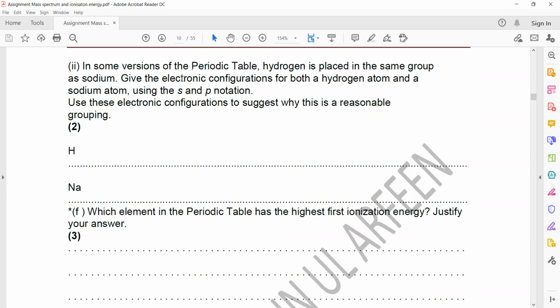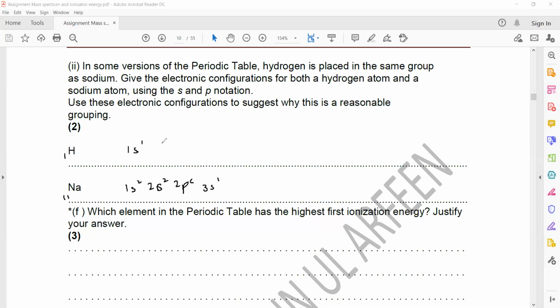In some versions of the periodic table, hydrogen is placed in the same group as sodium. Give the electronic configuration of both hydrogen atom and sodium atom using s and p notation, and use this to justify the reason. Hydrogen has atomic number 1, so it is 1s1, and sodium is 11, so it is 1s2, 2s2, 2p6, 3s1.